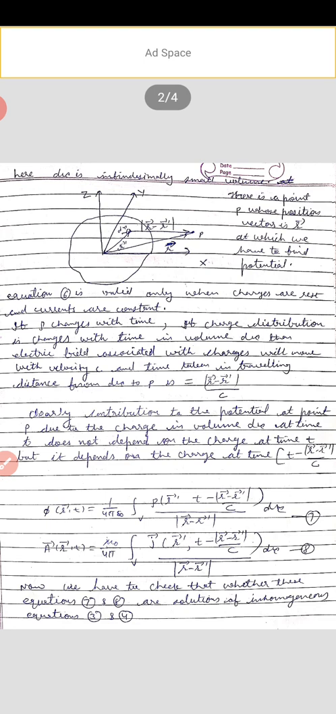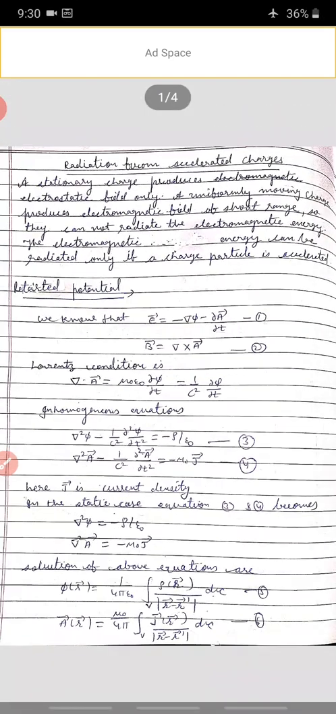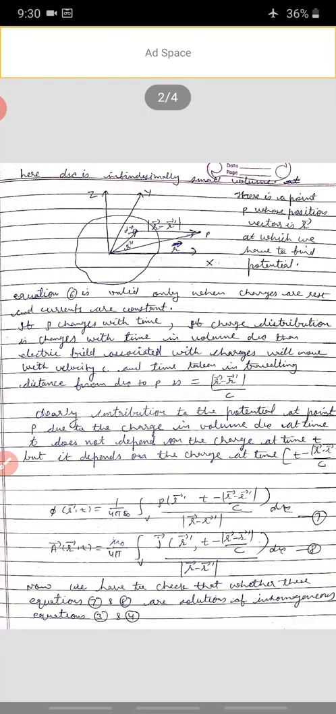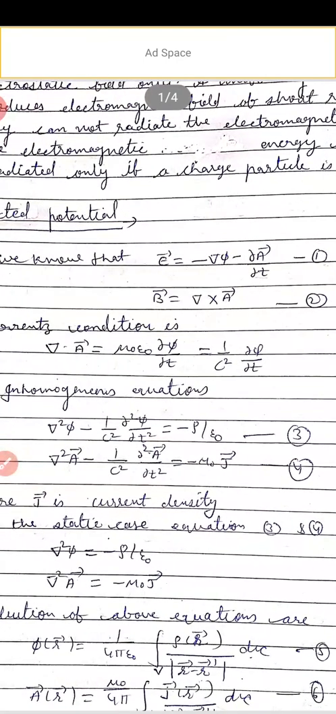Similarly, A is equal to mu naught upon 4 pi volume integral J of r dash, t minus modulus of r minus r dash divided by c, d tau divided by modulus of r minus r dash. And now we have to check whether these equations 7 and 8 are the solutions of inhomogeneous equations 3 and 4.